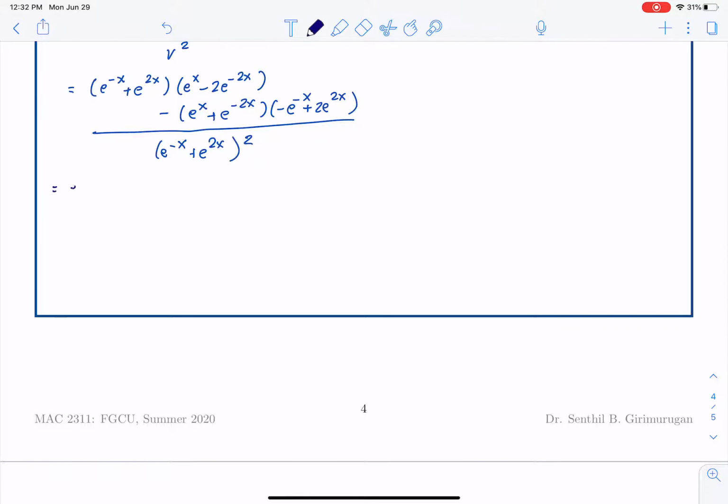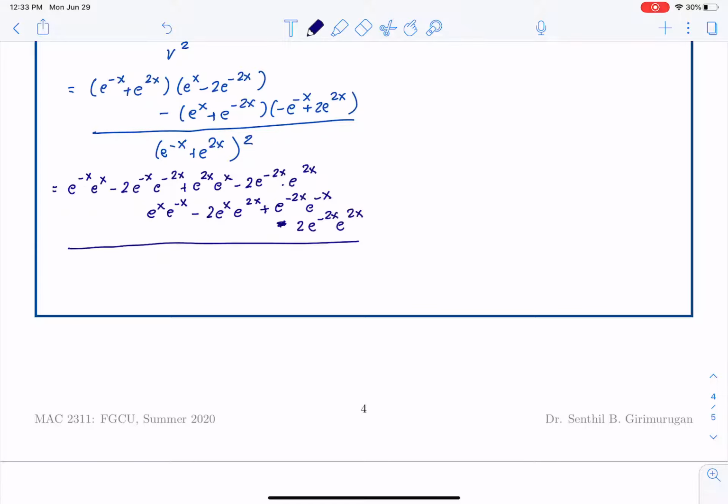So the first two terms, we have e raised negative x times e raised positive x minus 2 e raised negative x, e raised negative 2x, plus e raised 2x times e raised x minus 2 e raised negative 2x times e raised positive 2x. Then next, I'm distributing the negative and multiplying the terms. So I have e raised x, e raised negative x, minus 2 e raised x, e raised 2x, plus e raised negative 2x, e raised negative x, minus 2 e raised negative 2x, e raised 2x, divided by e raised negative x plus e raised 2x squared.